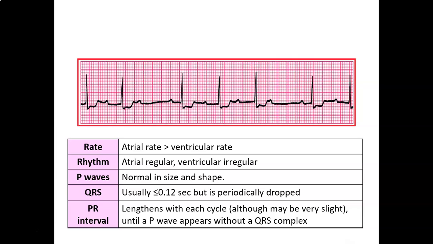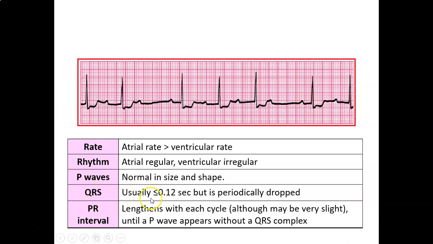Okay, look at this rhythm strip. The rate is slow. Rhythm is irregular. Can you see P waves? Here is important. Okay, P wave, P wave, P wave, P wave. Now look at the relationship between the P and QRS complex. This P has a QRS complex. This P, no. This P, yes. This P, yes. This P again, yes. This P, no. This P, yes. So it means some P waves are conducted, some are not conducted.